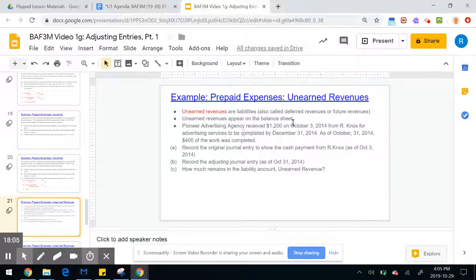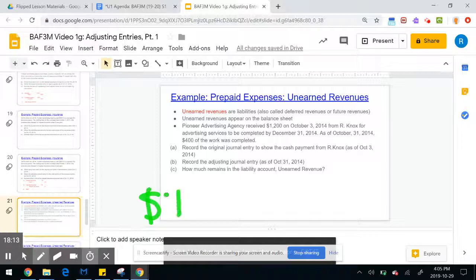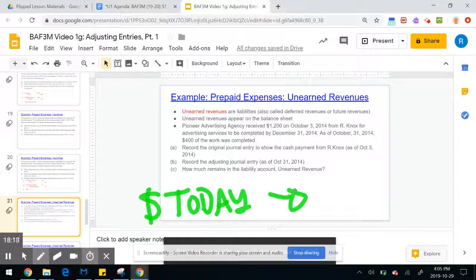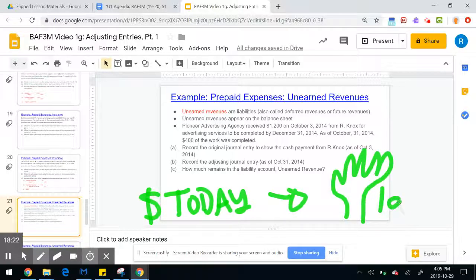And the last one, unearned revenue, went through a little quickly. This was a tough one, but unearned revenues are liabilities, also called deferred revenues or future revenues. You might see that. These appear on the balance sheet. So this is when we receive the cash today for services that we're going to do later.